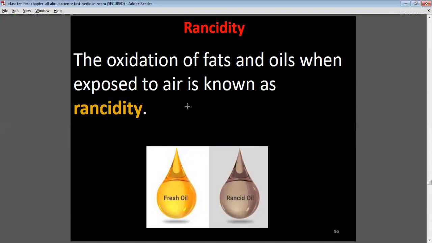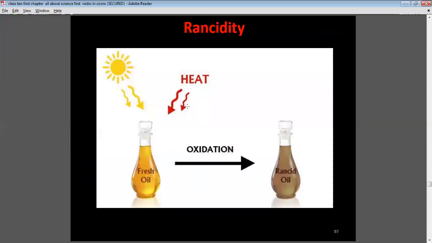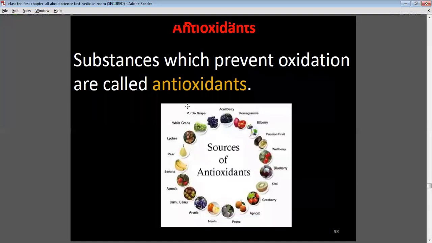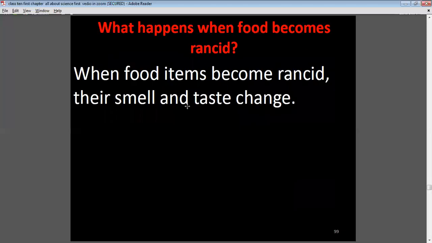What is rancidity? The oxidation of fats and oils when exposed to air is known as rancidity. Fresh oil undergoes oxidation, and there is a formation of rancid oil. A substance which prevents oxidation is called an antioxidant. Sources of antioxidants, for example, banana, kiwi, apricot, and a number of other examples.